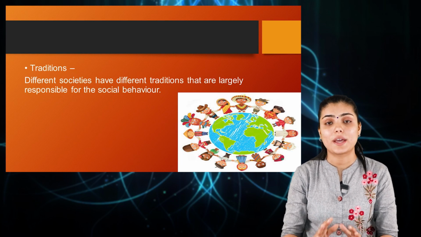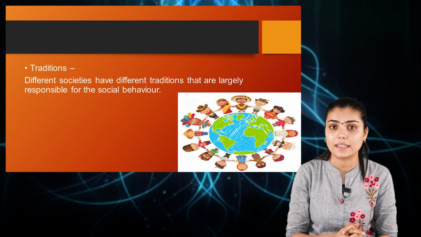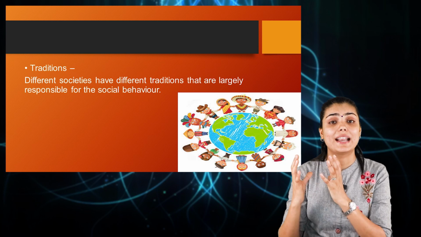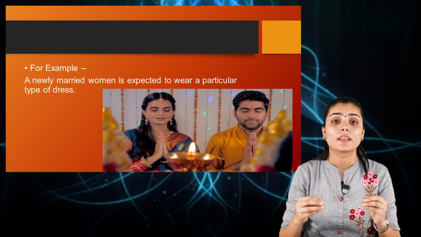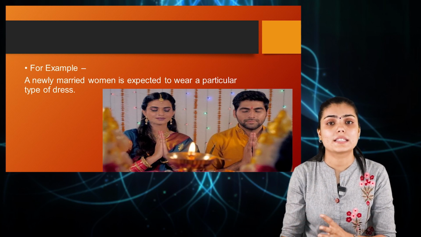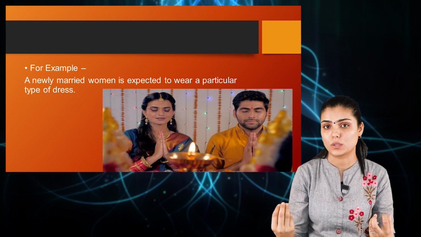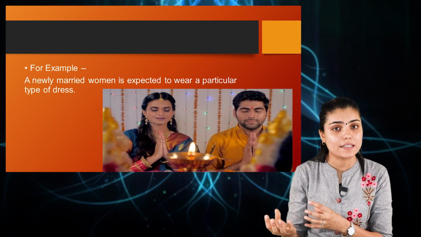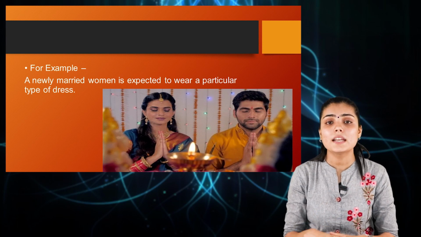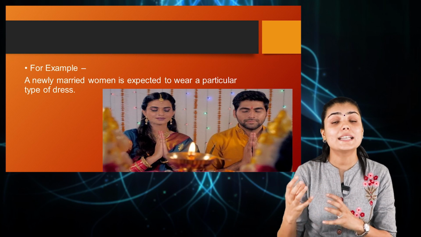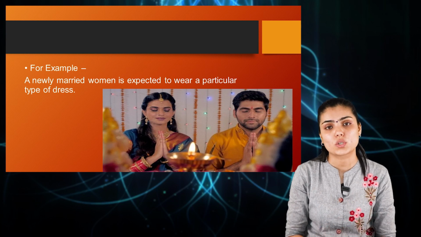Next, we have traditions. As I've been saying, traditions differ from one society, one community, to another, and those traditions are also largely responsible for our social behavior. For example, in India, a newly married woman is expected to dress in a certain way. She is expected to wear only ethnic clothes, only kurtis or saris. That is our tradition, that is believed in our tradition. Every society has a different tradition, and those traditions also play a major role in shaping our social behavior.